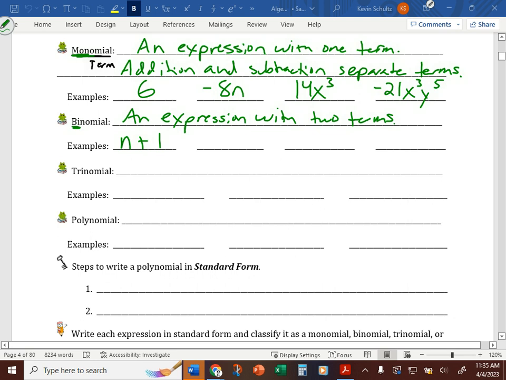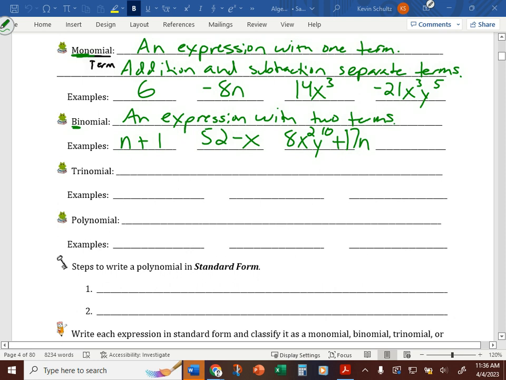Who's got another example of a binomial? Yeah? 52 minus x. 52 minus x is a binomial as well. Anyone else? We can make them kind of complicated. We can say something like 8x squared y to the 10th plus 17n, right? That's a binomial as well.